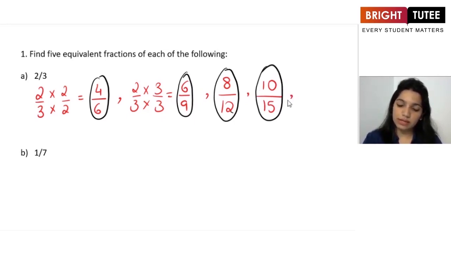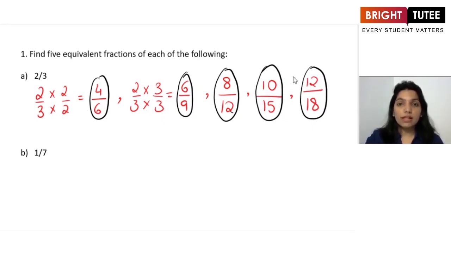Now the last one, let us multiply them by 6. What is 6 times 2? It is 12. And what is 6 times 3? It is 18. So this comes out to be the fifth equivalent fraction. So can you just say what all fractions are equivalent to 2 over 3? It is 4 over 6, 6 by 9, 8 by 12, 10 by 15 and 12 by 18. I hope this is clear. Let's move to the next one.